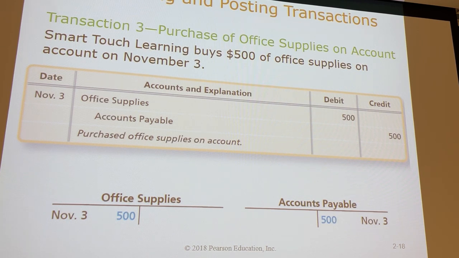Then we find the T account for office supplies, we put $500 on the debit side of that account, and we find the T account for accounts payable, and we put $500 on the credit side of that account.